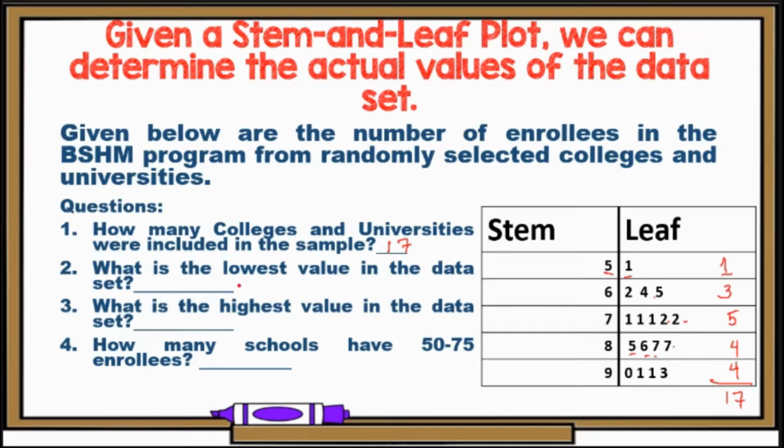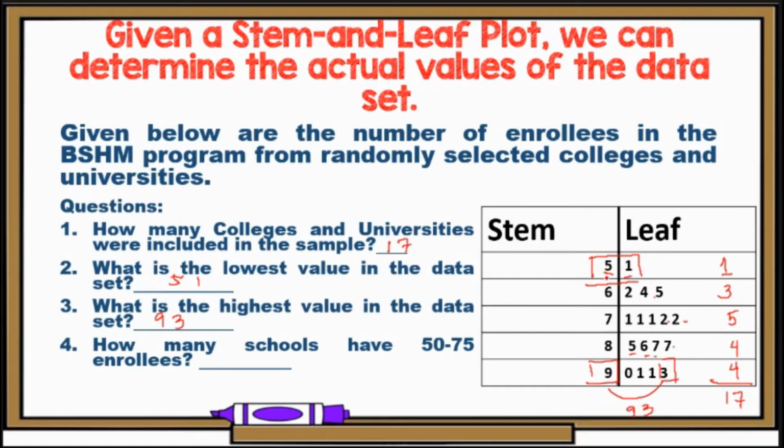Next, we have, what is the lowest value in the data set. So since this is sorted out from lowest to highest, all you have to do is to locate the lowest stem and the lowest leaf. So we have here 51. For the highest value, look for the highest stem and for the highest leaf. So this is 93.